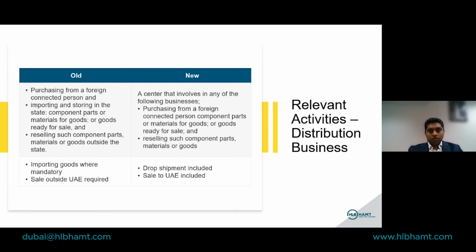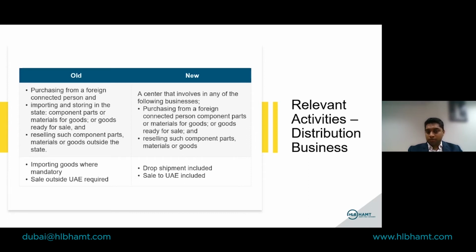Earlier, distribution business referred to where you purchase goods from a connected person, you import and store the goods in UAE, and then you resell. Then only you're becoming a distribution center business. Here, importing was mandatory and sale outside UAE also was required. Now the new definition has totally removed the importation requirement or storing requirement. Now you just purchase goods from a foreign connected person and you do a reselling, whether inside or outside, you are covered under distribution.